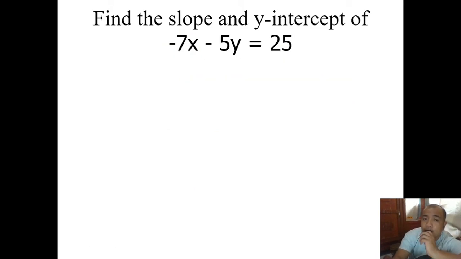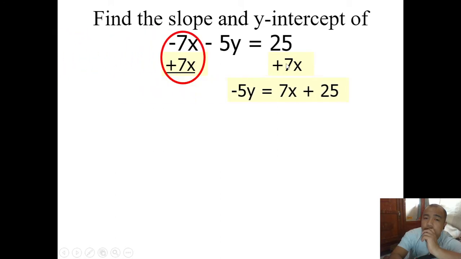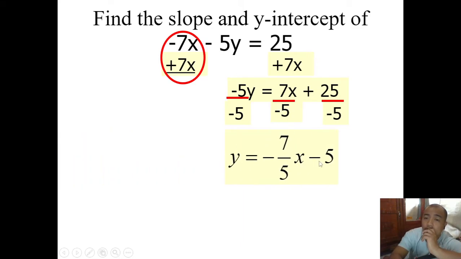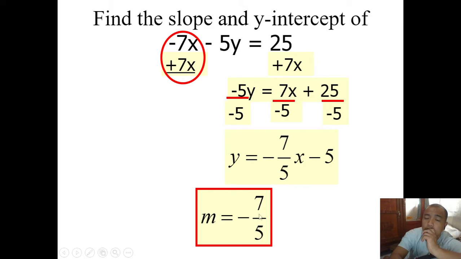Next, find the slope and y-intercept of negative 7x minus 5y equals 25. First, add 7x to both sides, so this will be cancelled out. What remains on the left side is negative 5y equals 7x plus 25. Then we get rid of the negative 5, so you divide all terms by negative 5. Cancelled. So it will become y equals negative 7/5 x minus 5. 25 divided by negative 5 is negative 5. So from this equation, which is in slope-intercept form, you can now determine the slope, which is negative 7/5, and the y-intercept, which is negative 5.